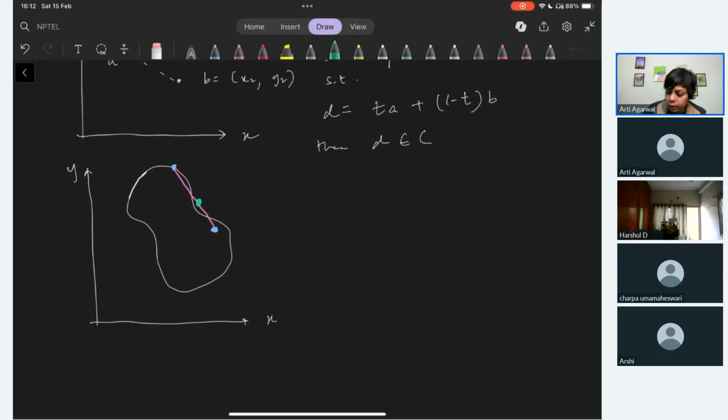Let me mark them in a similar way to what we discussed, A and B. If A and B are in the consumption set and we take a weighted average, a certain proportion of A and a certain proportion of B, such that tA plus 1 minus t times B is another bundle D, then D should also be within the consumption set. But in this particular shape, D is falling outside this shape. This is the shape, but D is outside it. So that means this cannot be a consumption set.